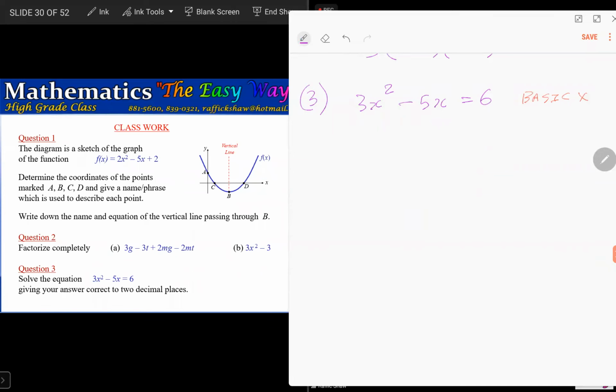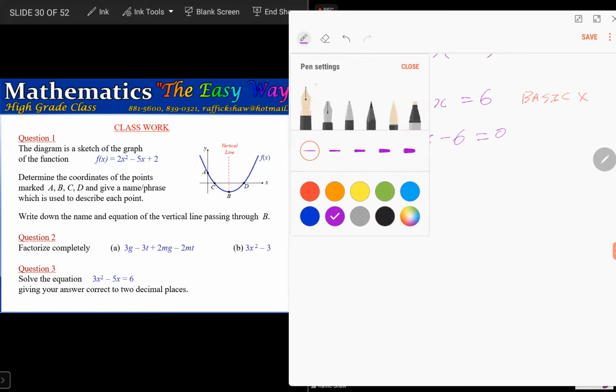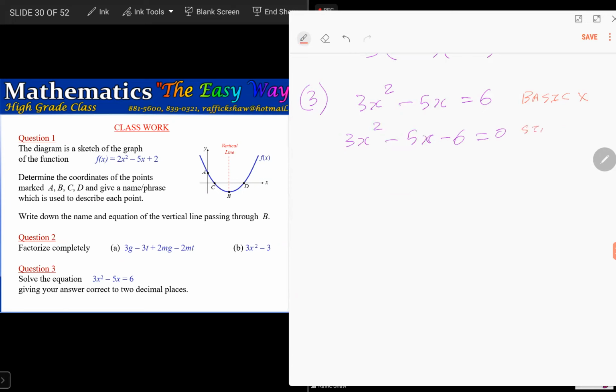So you transpose the 6, you must make it equal 0. So you get 3x squared minus 5x, minus 6 equals 0. When you do that, this is now standard. And this is what we're going to solve. We're going to solve the standard form. Yeah, solving that. So to solve that one, because we're going to use a formula, we need to know the a, the b, and the c. So the a is 3, the b is negative 5, and the c is negative 6. Not 6, negative 6. C is negative 6.